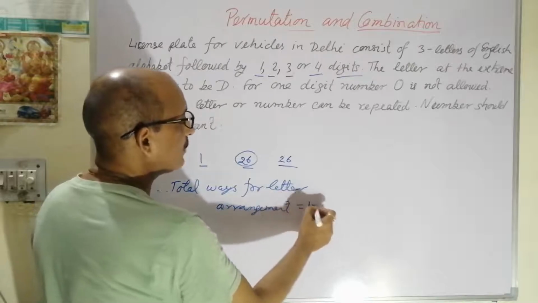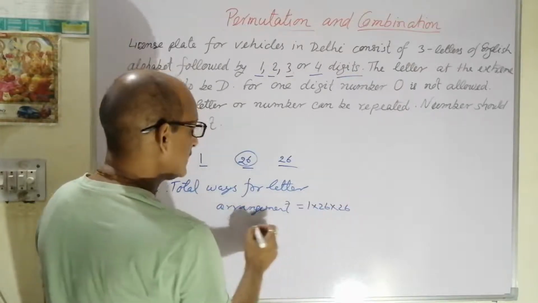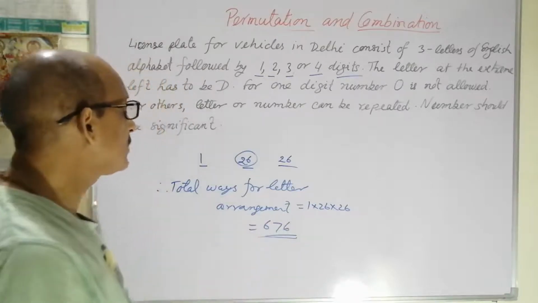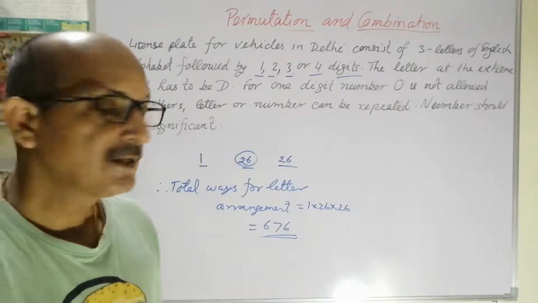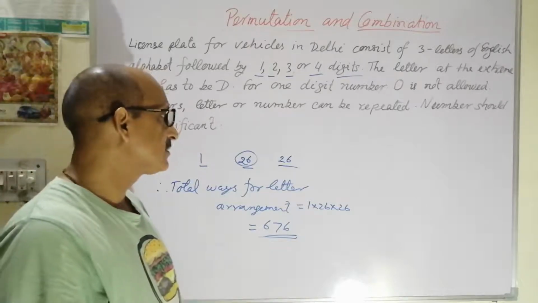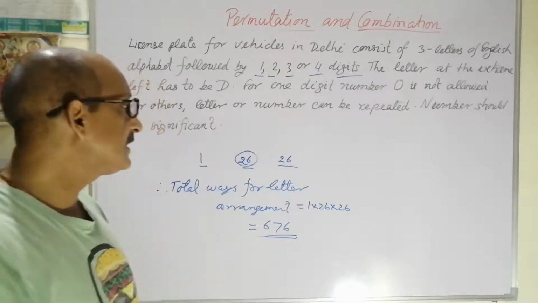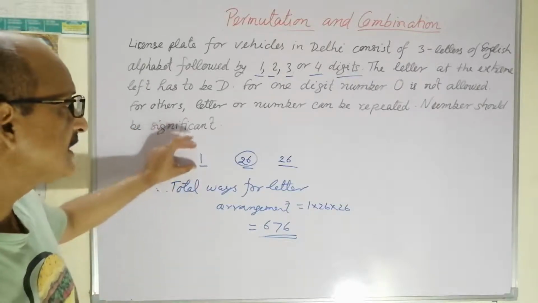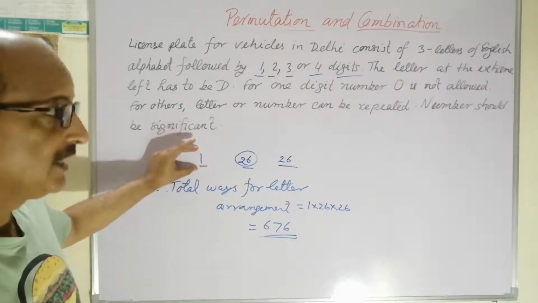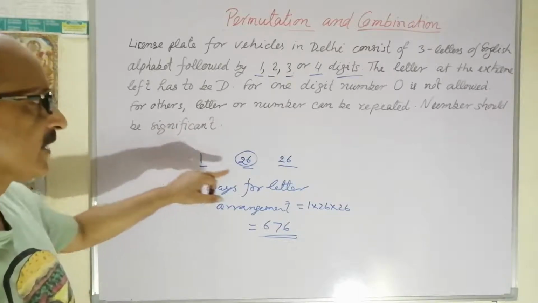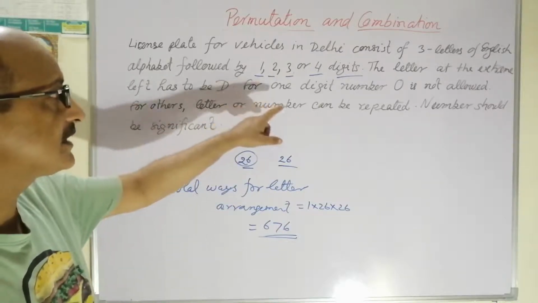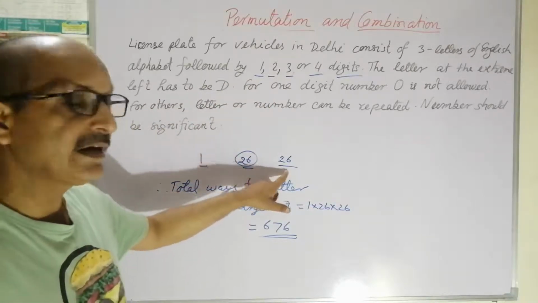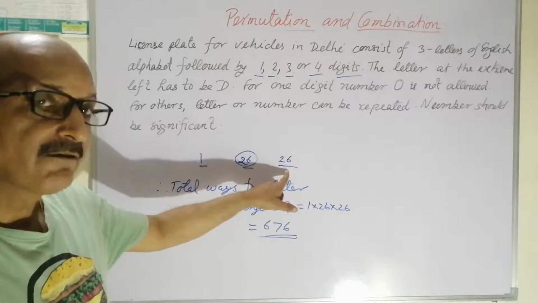That is equal to 1 into 26 into 26, that is 676. This is the total number of ways we can arrange 26 letters in three places, where the first place is already fixed with the letter D. So one way this can be filled. Since letters or numbers can be repeated, the next place can be filled in 26 ways, and again it can be filled in 26 ways.